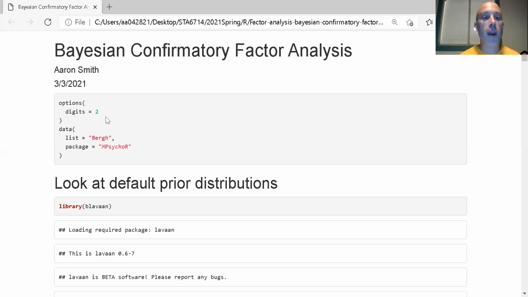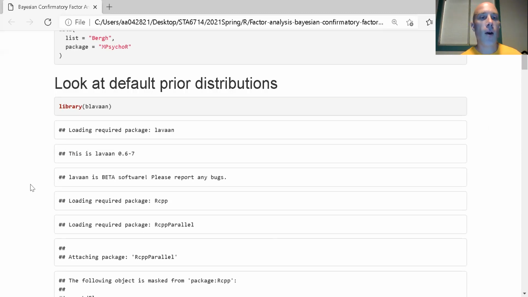All right, so let's run through the example. This is modified from Modern Psychometrics with R by Mair, and there's a GitHub page for the code. We're going to set the options to 2 so that we don't get blasted in the face by numbers, and we're going to use the Bergen data set once again for factor analysis. We want to use the blavaan package, which is Bayesian latent variable analysis. Let's see what happens as we run this.